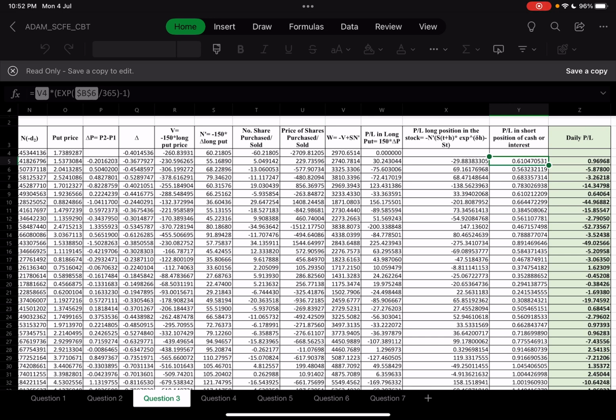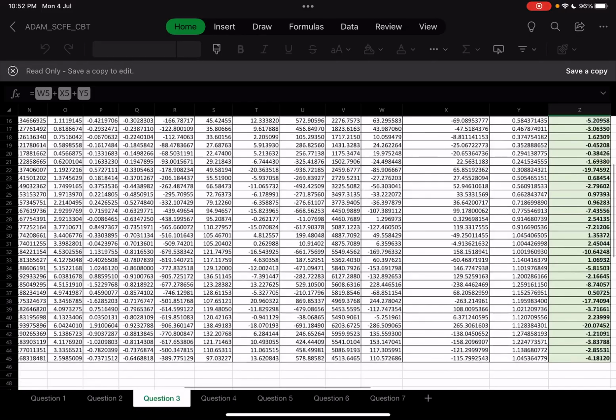Finally, in order to calculate the daily profit or loss, we will add the profit or loss in the long put, the profit or loss in the long position in the stock, and also the profit or loss in the short position of cash or interest. Once we add all these numbers, we will get the daily profit or loss as required from the question.